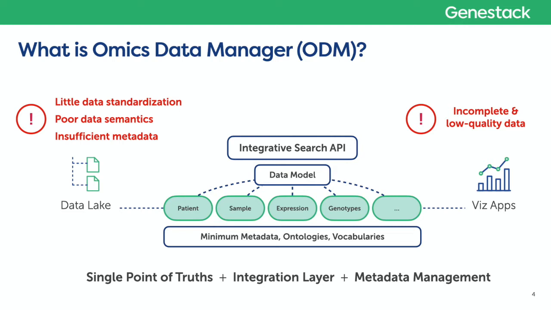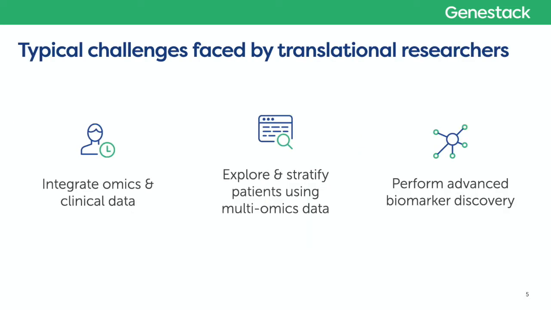First, single point of truth to structure and standardize different data types. And second, an integration layer to capture different data relationships. And third, an integrative set of APIs to empower downstream visualization tools. And as I set out at the beginning, now we will look at these typical challenges faced by translational researchers.